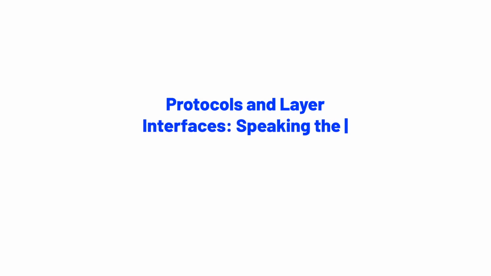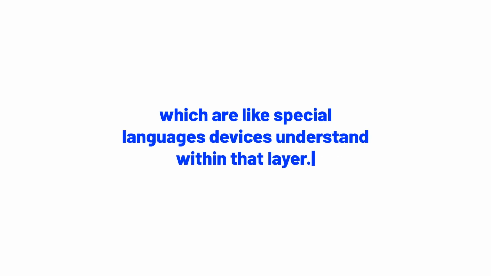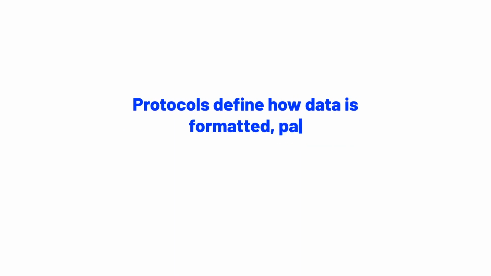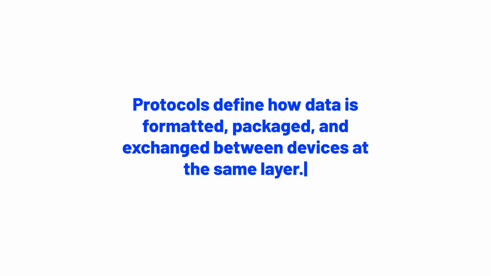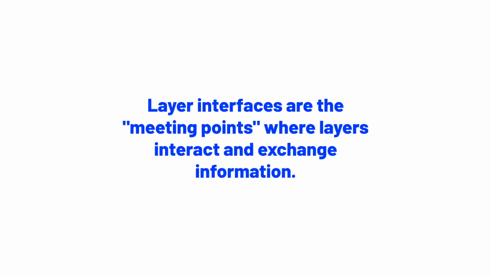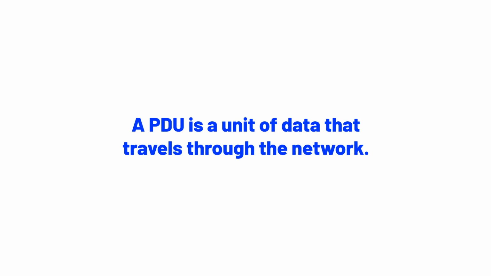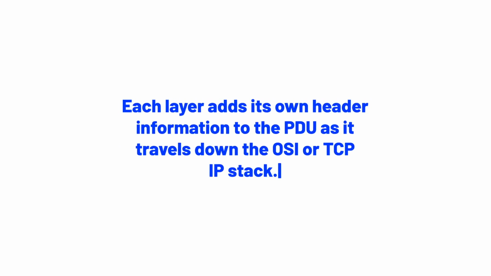Protocols and layer interfaces. Speaking the same language, each layer uses protocols, which are like special languages devices understand within that layer. Protocols define how data is formatted, packaged, and exchanged between devices at the same layer. Layer interfaces are the meeting points where layers interact and exchange information. PDU, Protocol Data Unit. Imagine a package with different sections. A PDU is a unit of data that travels through the network. Each layer adds its own header information to the PDU as it travels down the OSI or TCP/IP stack.